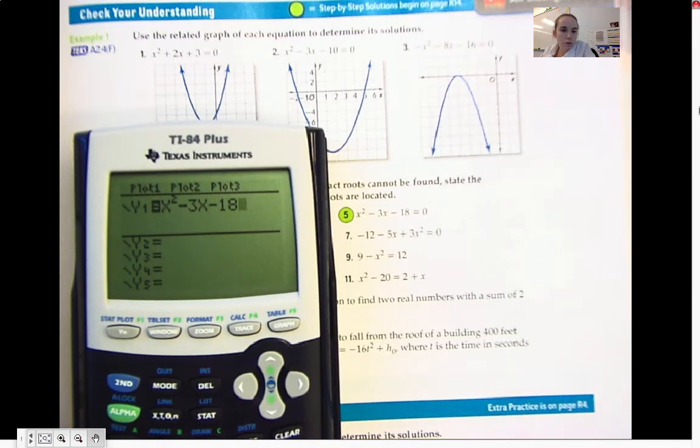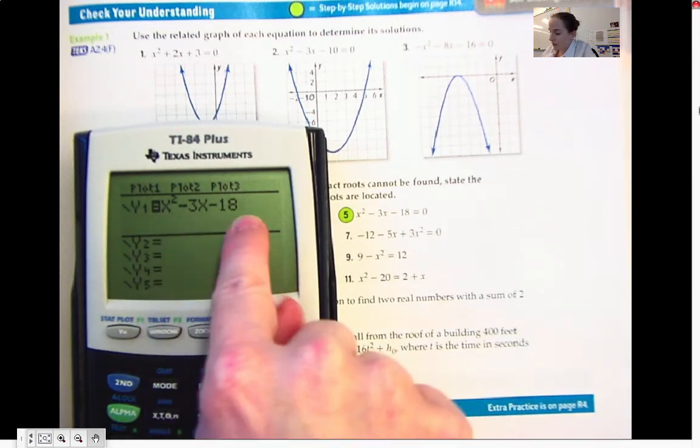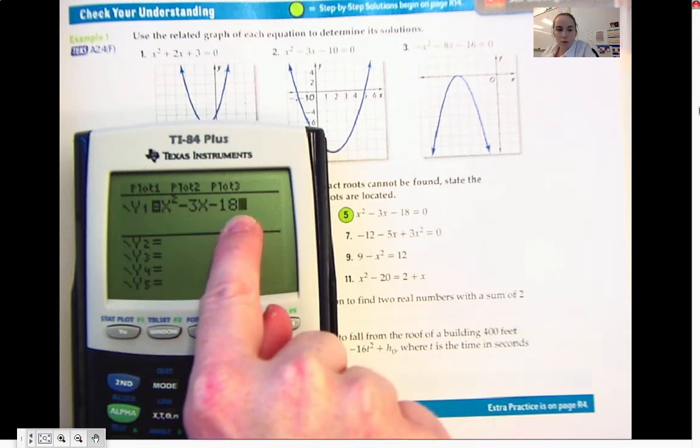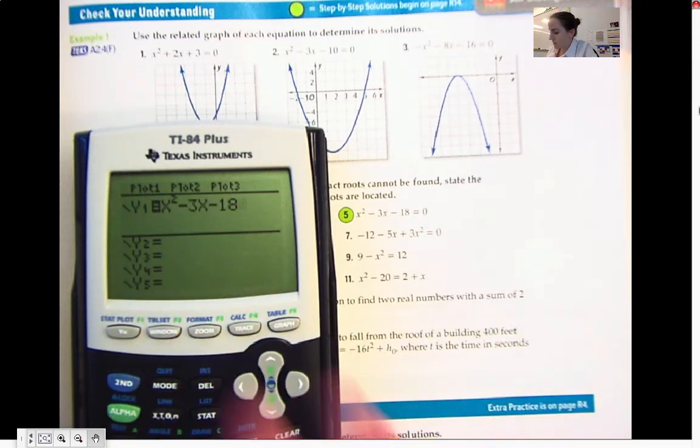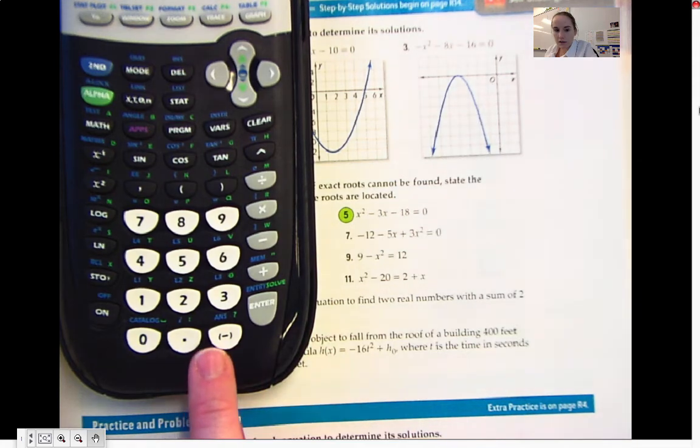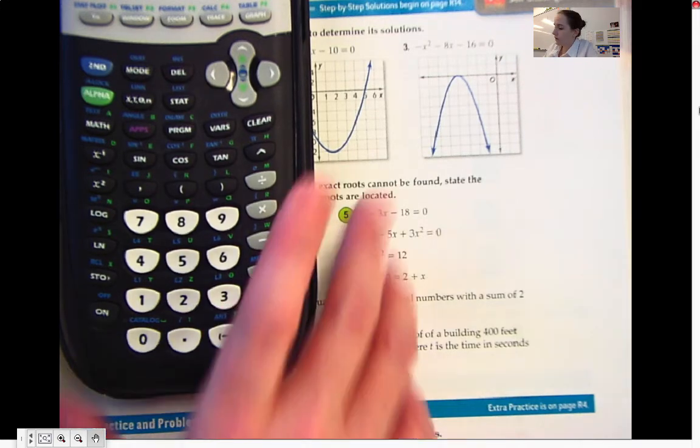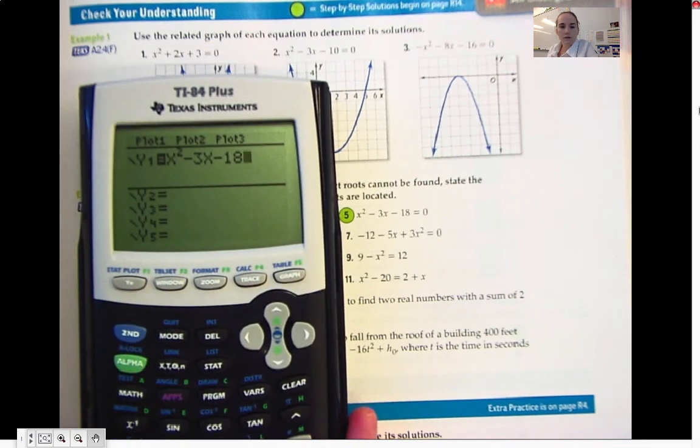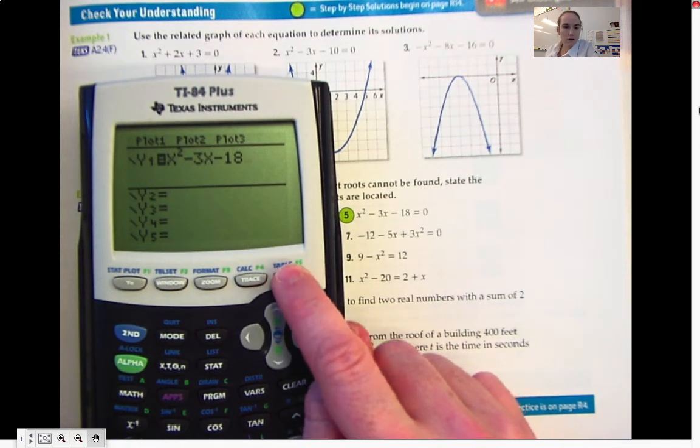Please make sure that when you're typing in an equation like this, or an expression, you don't use the negative sign down here. This negative sign will treat it as just a negative number, and then it'll multiply them together, and you'll get a graph that's off the wall. Okay, so then we hit graph.